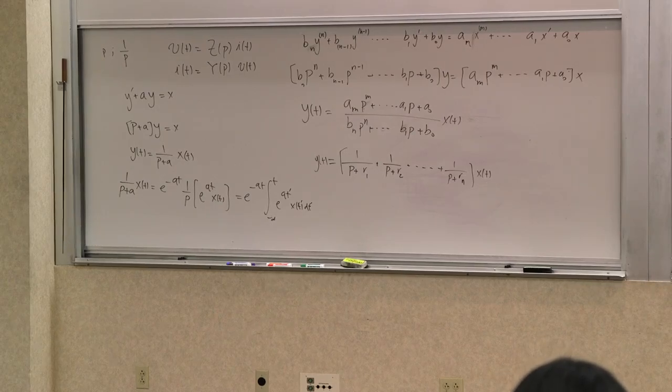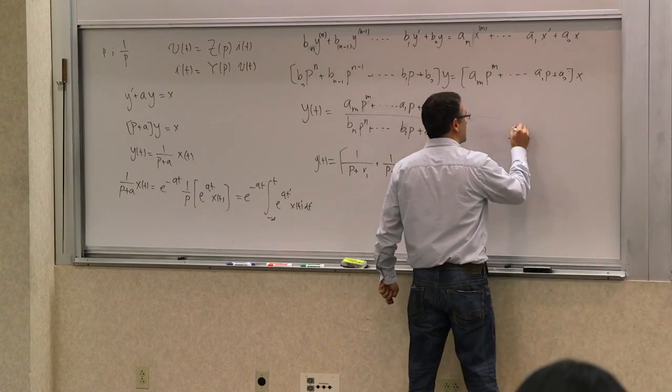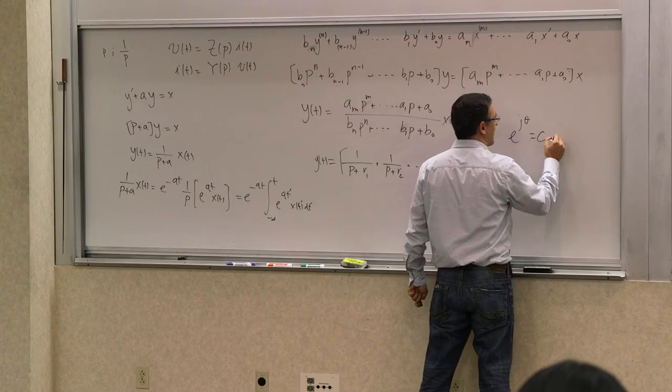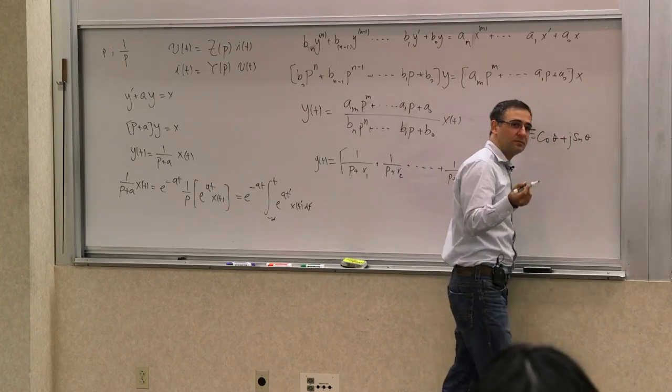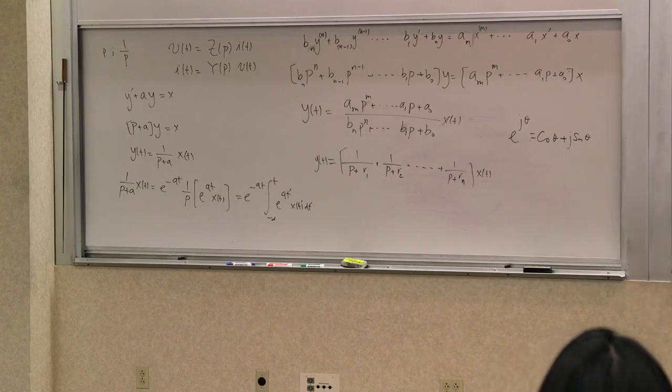And again, as I said, we use complex numbers. The rules of complex numbers, essentially the most important one is that e to the j theta is written as cosine of theta plus j sine of theta. So we use that for calculations.